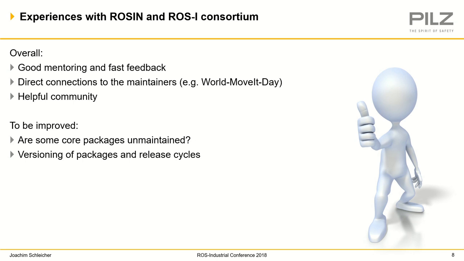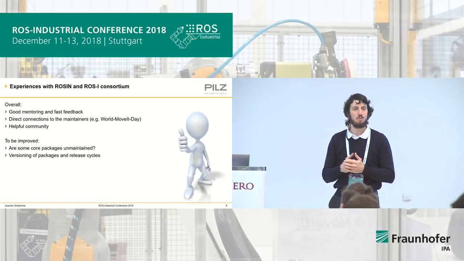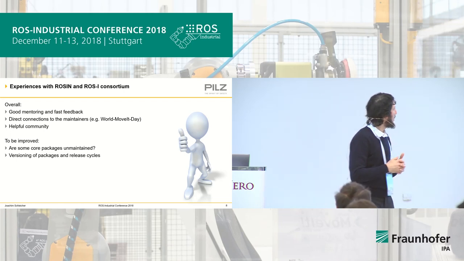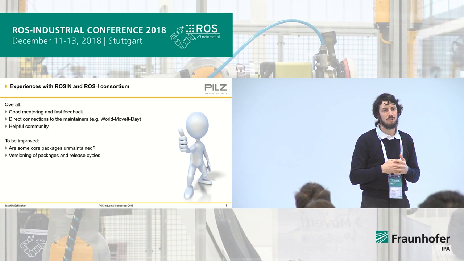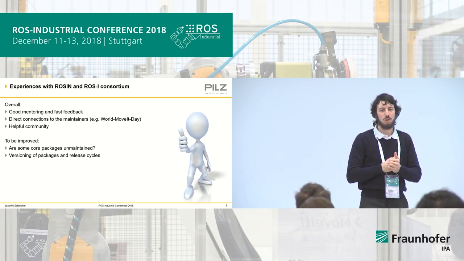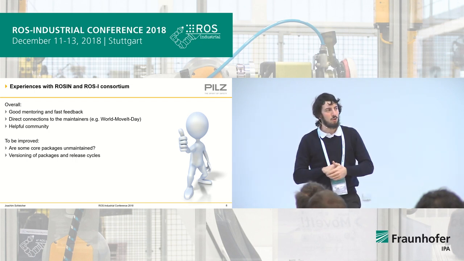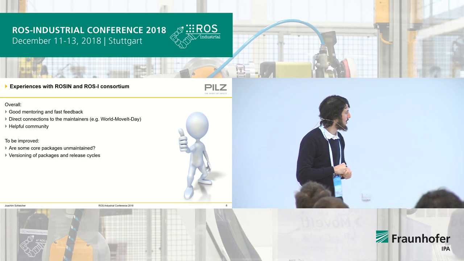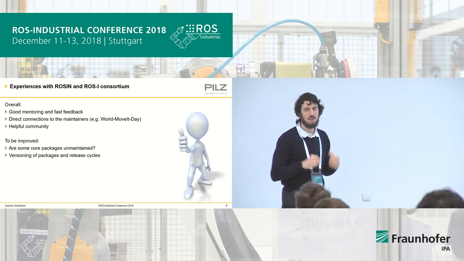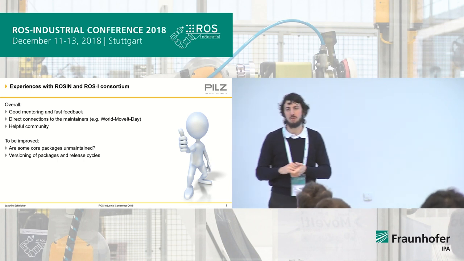Things where we should improve as a whole ROS Industrial community, I think, are core packages that maybe could get unmaintained during the ROS 1 to ROS 2 migration. So that's, I think, a joint effort where we should put focus that there are no central packages that then are missing for industrial applications.